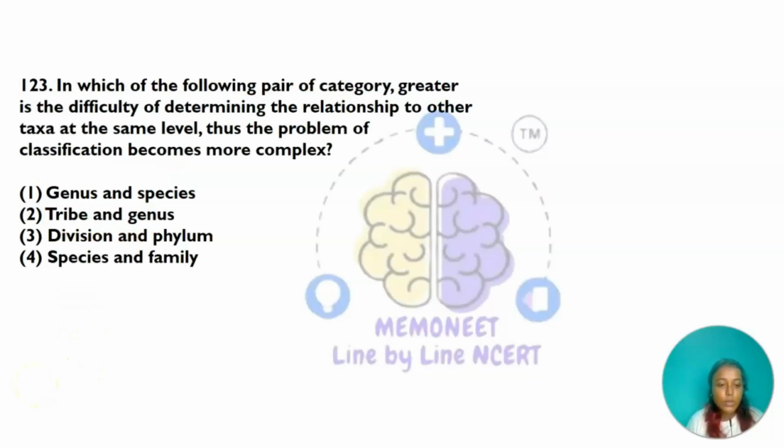Let's move on to the next one, which is, in which of the following pair of categories is the difficulty greater for determining the relationship to other taxa at the same level, thus the problem of classification becomes more complex.